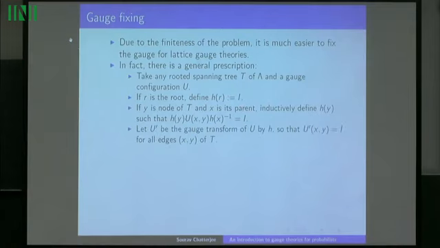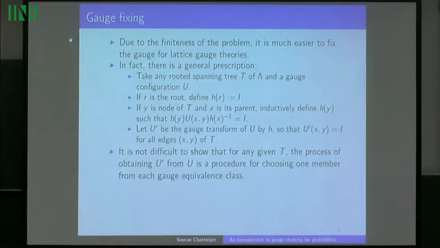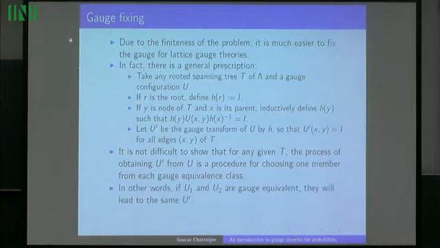And let U prime be the gauge transform of U by H, so that U prime is a configuration which is identity on all edges of the spanning tree. And you can show that for any fixed spanning tree, this process is a map from the set of configurations into the set of equivalence classes. So if two configurations are gauge equivalent, then they will produce the same U prime.